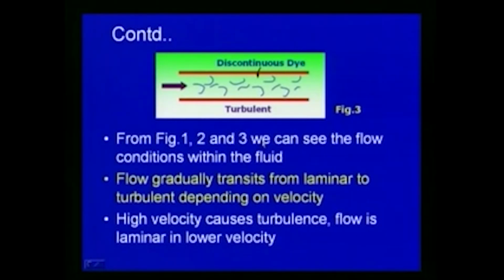Starting from the laminar, there is a transitional stage, and then it goes to the turbulent flow condition. That means that as we keep on increasing the velocity, the flow gradually transits from laminar to turbulent, depending upon the velocity. Here you can see that increasing the velocity causes turbulence, or the mixing of the fluid particles.